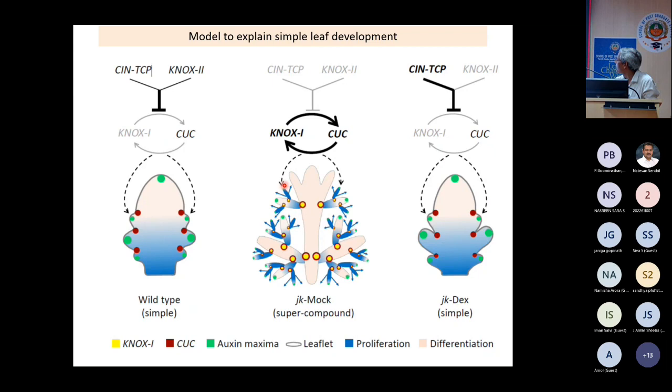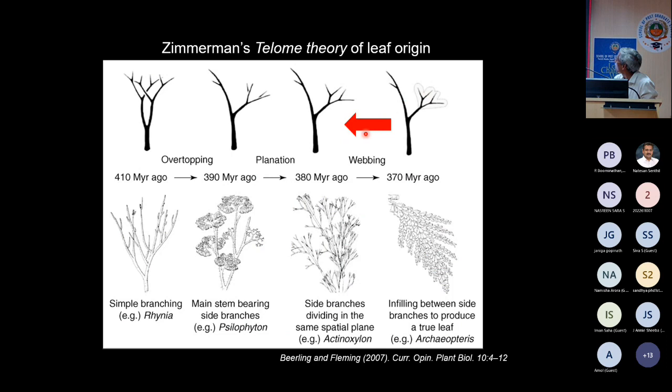So what have we done? We have converted the leaf one step back into the evolution. A leaf, which was a simple structure here, is now a branch structure, because that is the ancestral structure of the stem. So at least to a small extent, this shows that leaf indeed originated from the stem, as Zimmermann said in his telome theory.